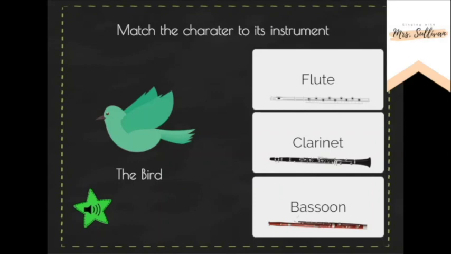Now that we've spent some time exploring Prokofiev's Peter and the Wolf, we're ready to complete our activity. For this activity, you will need a piece of paper and a pencil to write your answers as we go. We will work through 12 cards. Then we will go back to the beginning card and check our answers. I will play the recording, ask the question, then give you 10 seconds to answer before moving on to the next slide.